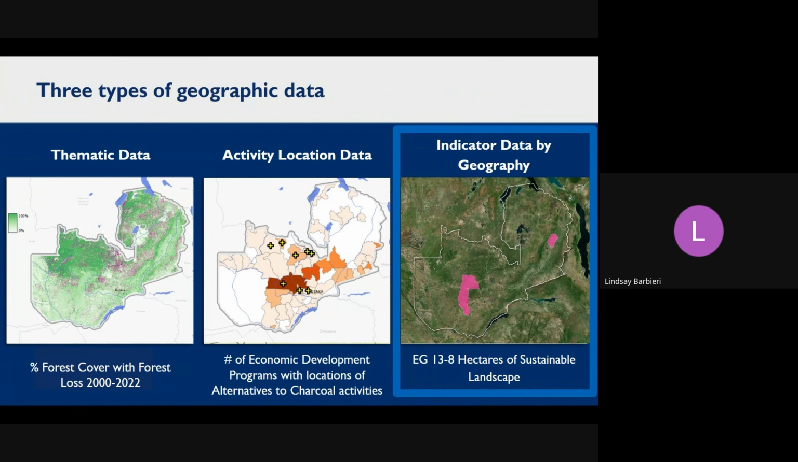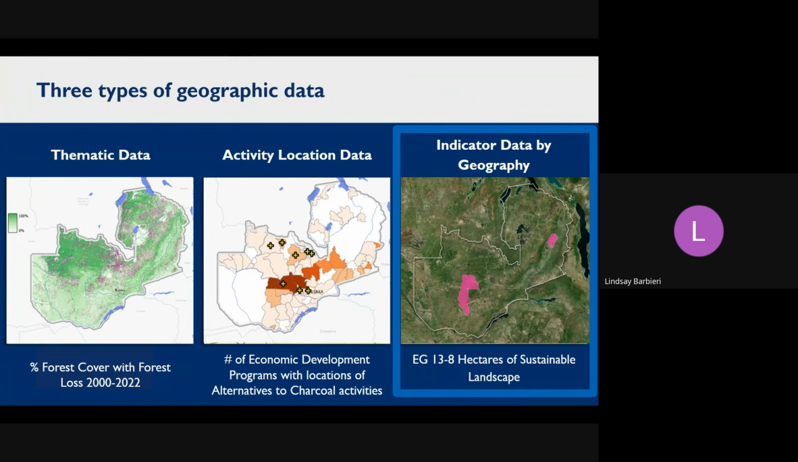And so, for example, here we have the percent forest cover with forest loss over a certain period of time, 2000 to 2022. And this is just one example of a potentially useful thematic data set that might help us think about our natural climate solutions programming.